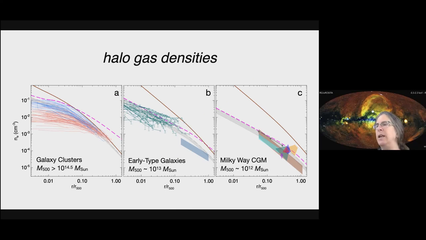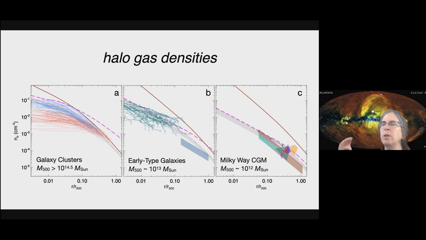This was submitted in a white paper to the ASTRO 2020 survey. Galaxy clusters is on the left. That's from the ACCEPT sample. The blue are the cool core clusters. The red are the non-cool core clusters. The brown line shows you the cosmological expectation.